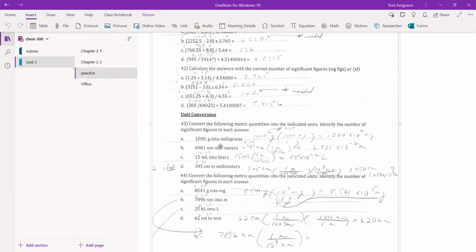Okay. So this is what's given. Given is nanometers. What's calculated is meters. So what is the conversion factor to go from nanometers to meters? How many nanometers are in a meter? Nano is billion. So that means there are a billion nanometers in 1 meter. So that means the conversion factor is 1 over 10 to the 9th or 10 to the 9th over 1.